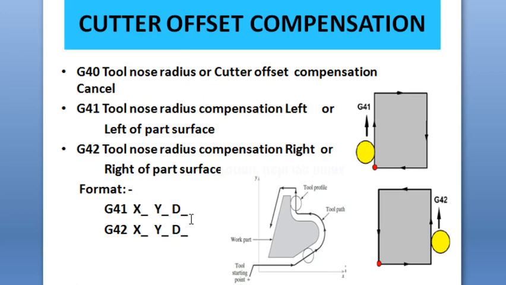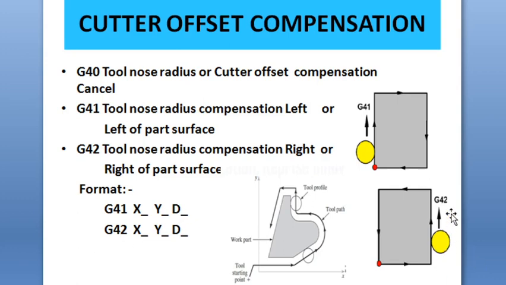Suppose the register number is 1. D is the register number in the controller unit. The value of the diameter is stored in register number 1. Here the value of the diameter of the cutter is stored in register number 1. D refers to the register holding the diameter value stored in the corresponding register number. This is the D value.